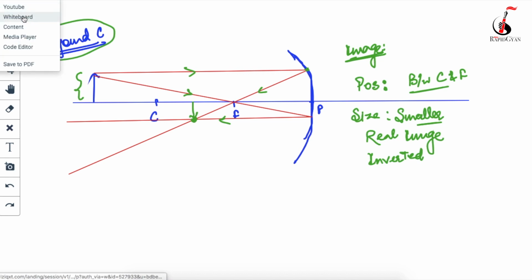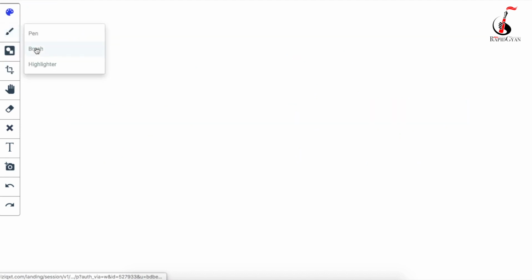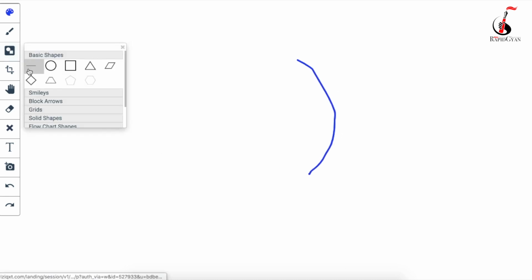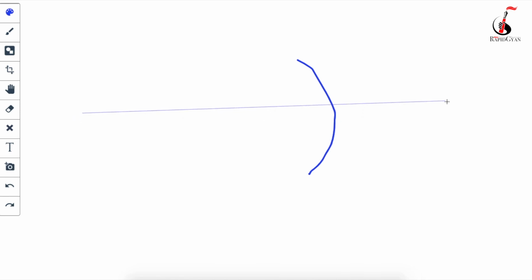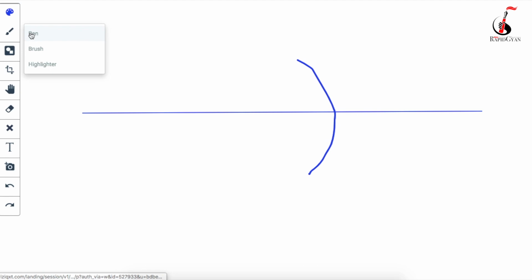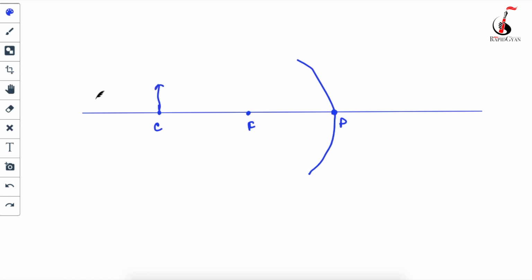Okay, so I will show, this is your mirror. I will draw the principal axis. This is your principal axis. Then this is going to be your F, this is going to be your P, and this is going to be your C. And now your object is at C.